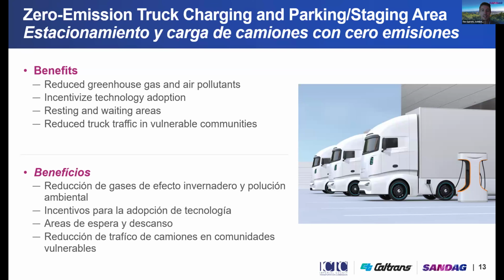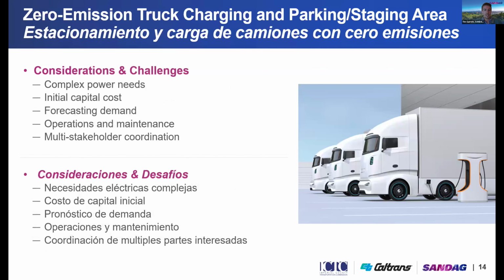The idea with this project concept is new facilities that would likely be publicly owned. There are a lot of benefits: reducing emissions, because these are zero emission vehicles, incentivizing their adoption by removing any barriers we can, providing those resting and waiting areas, and reducing truck traffic by giving operators designated places to charge, park, and stage their vehicles. Next slide, there we go.